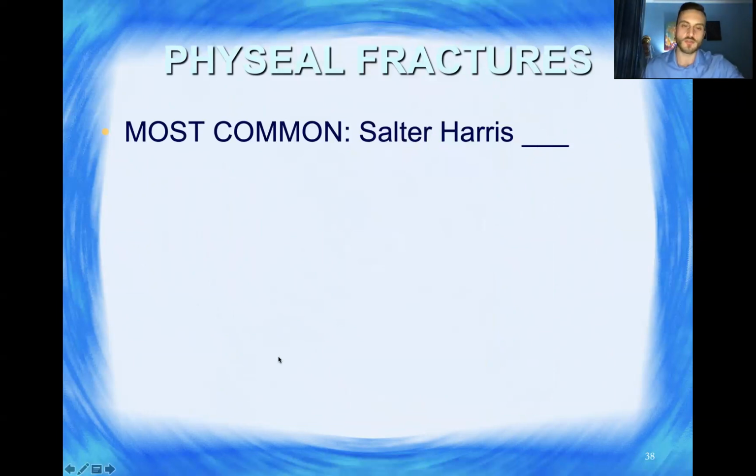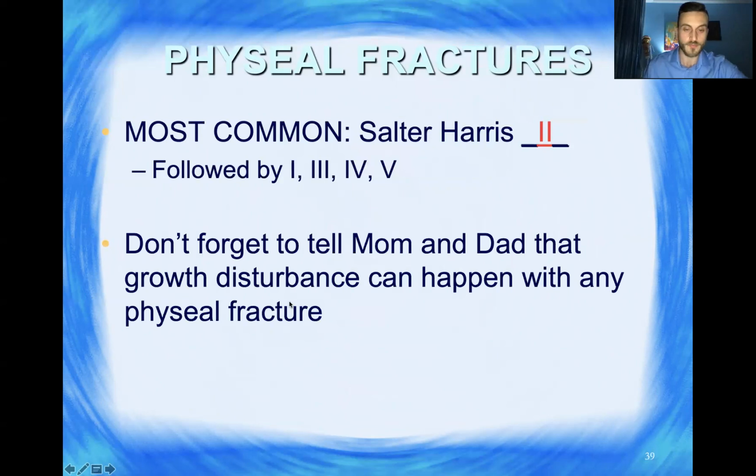A common question: what is the most common type of Salter-Harris? For sure, it's type 2, which involves the metaphysis, then 1, 3, 4, and 5. Don't forget to tell the family that your kid may have growth disturbances, okay? You have to tell them. It's not a complication of the treatment, it's from the primary injury.